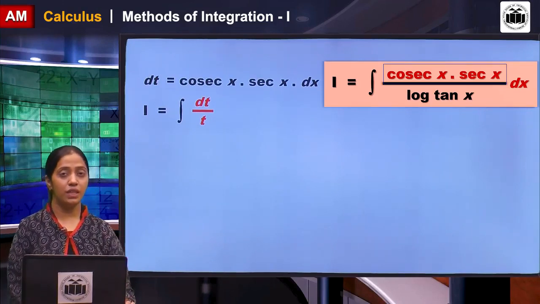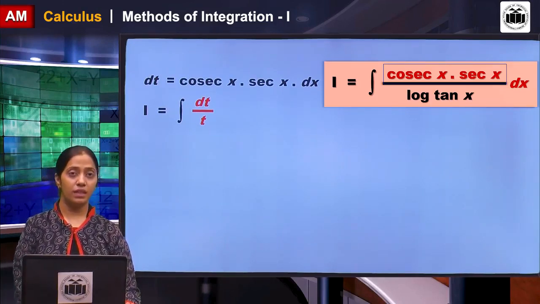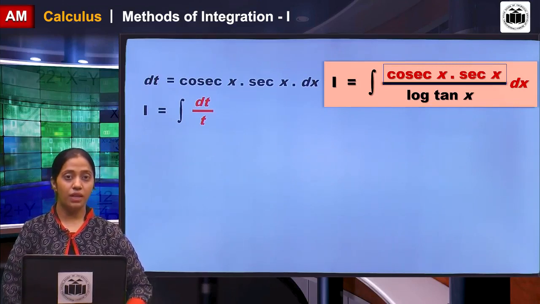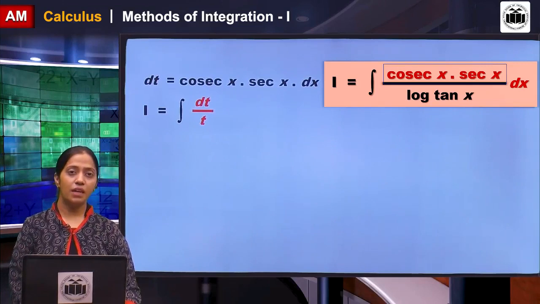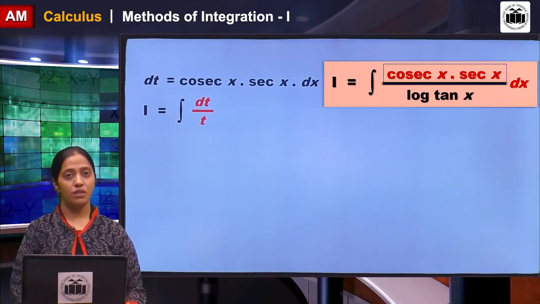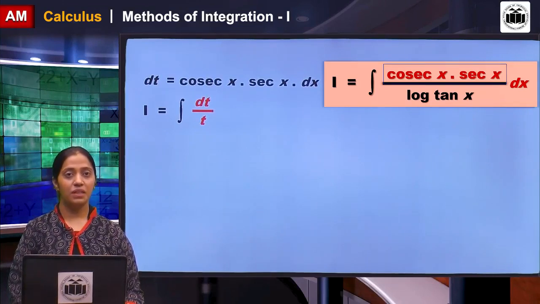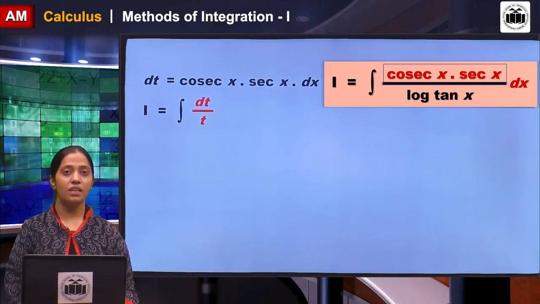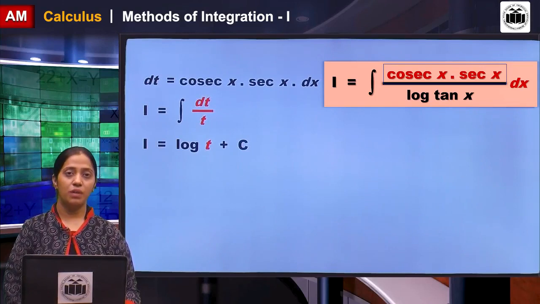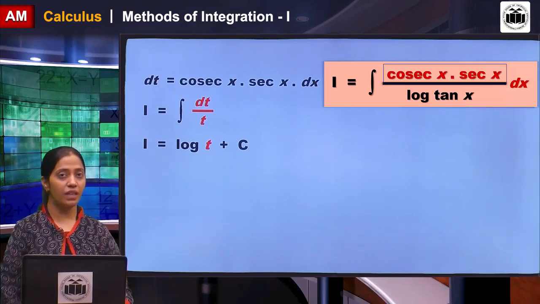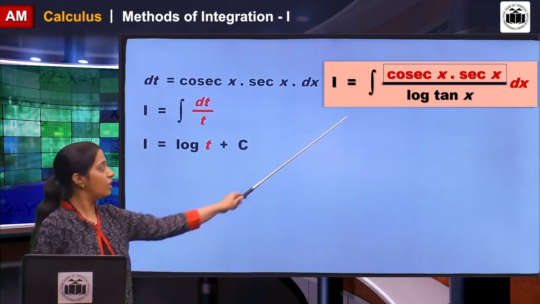And we know the integration of 1 upon t. What is the integration of 1 upon x? It is log x. So in the same way you have to do the integration of 1 upon t. Integration of 1 upon t is log t plus c. And after that, you have to resubstitute the value of t. And what is t we have taken? That is log tan x.